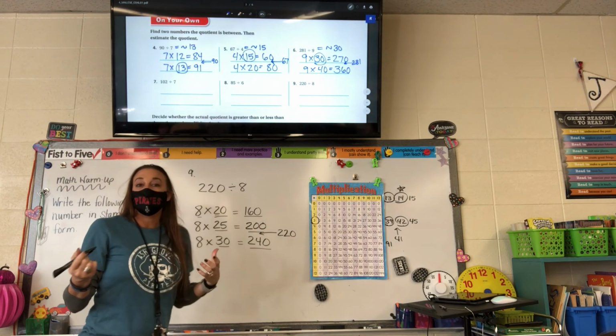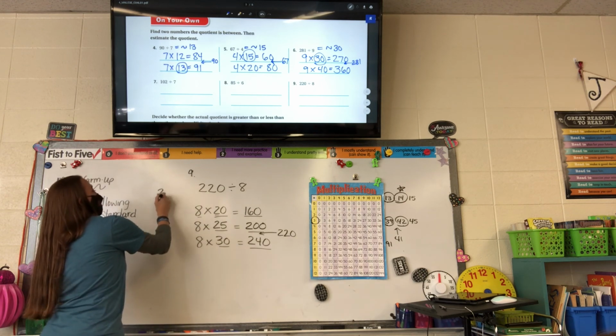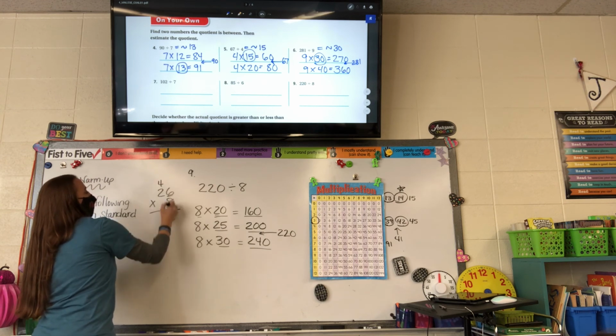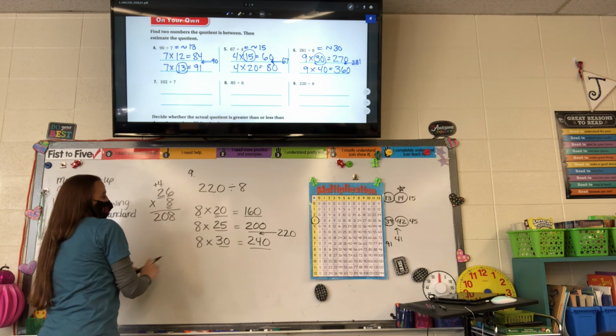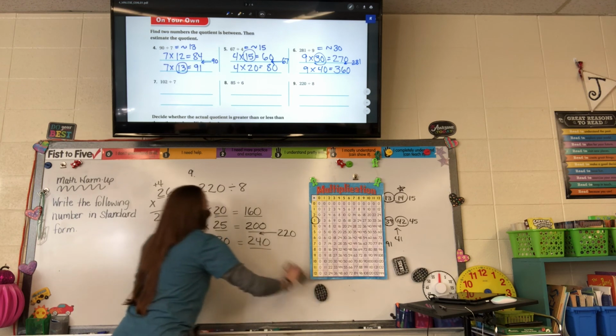we're going to do an actual multiplication problem. We're going to do 8 times 26. 26 times 8. 8 times 6 is 48. Put down the 8, carry the 4. 8 times 2 is 16 plus 4 is 20. So we're going to use 26 and 208 instead.